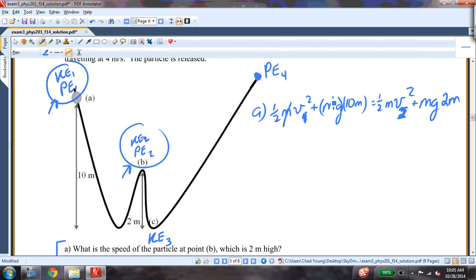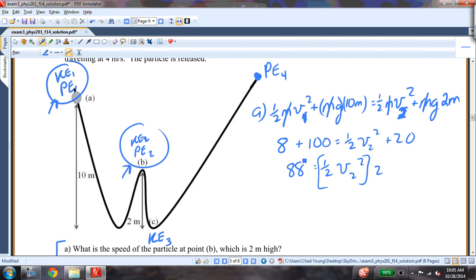Okay, so now my masses all cancel. I just divide through by m in order to get rid of that. And now I solve for V2. So here, you can do this however you like. I know that over here, this is 1/2 of 4 squared, which is 8, plus 100 equals 1/2 V2 squared plus 20. So it's 108 minus 20, 88 equals 1/2 V2 squared.